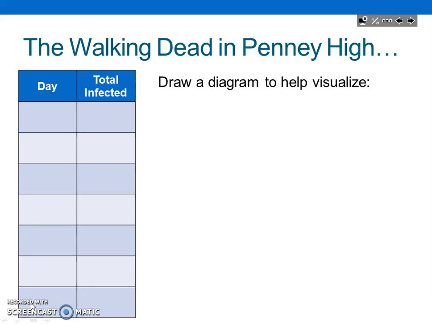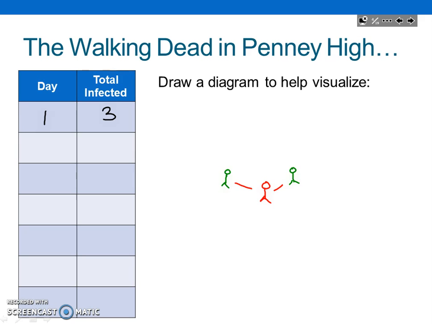So, like we said, we're starting out. There's a Walking Dead in Penny High School. So we're going to start out. You got patient 0. Okay? And patient 0 is going to go and infect 2 other people. Okay? And that happens on the first day. So that means over here on my chart, on day 1, there are 1, 2, 3 zombies that we have. Okay, so on day 1, there are 3 zombies.